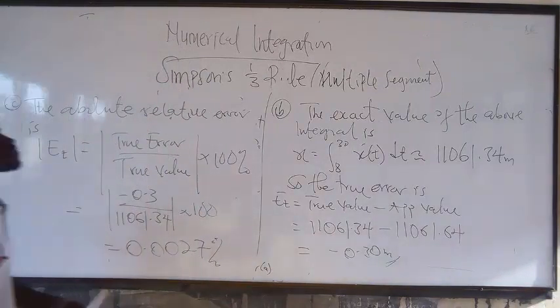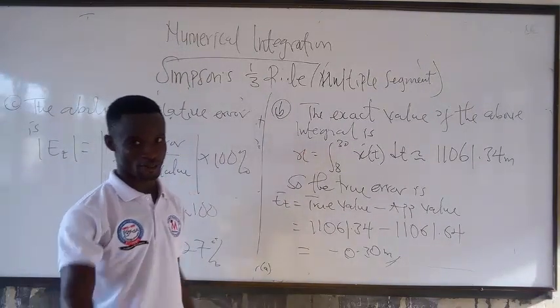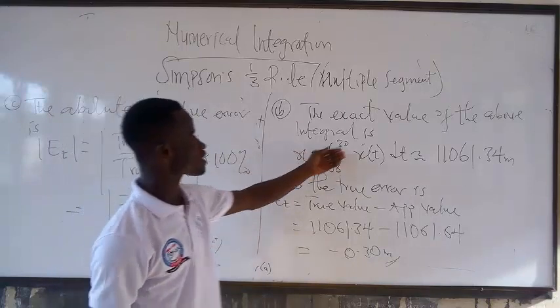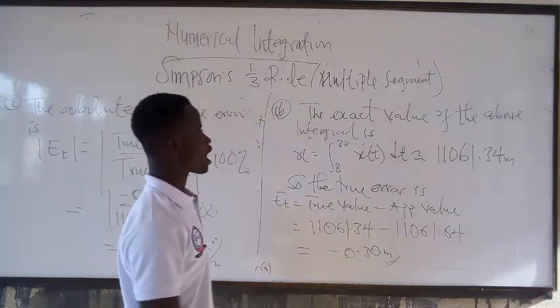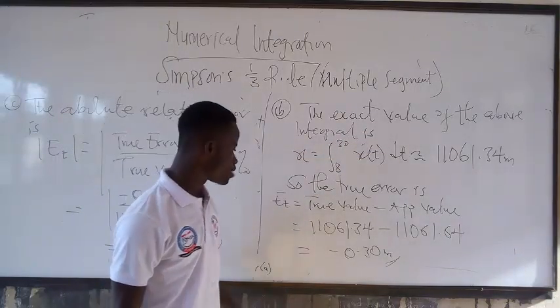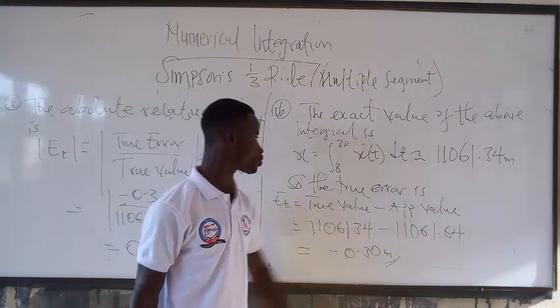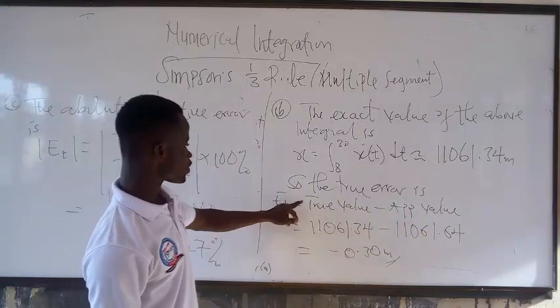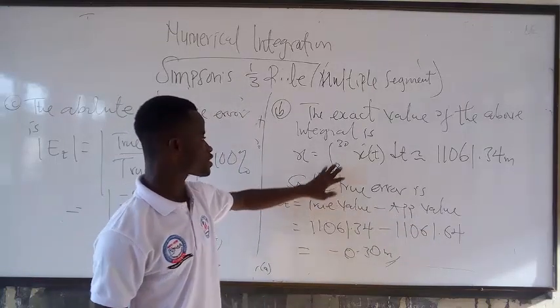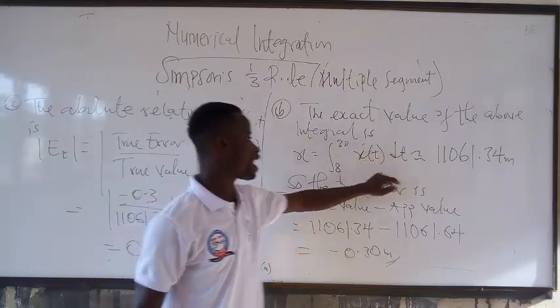Welcome back. So that's going to be the solution. I hope you also solved it. So the exact value of the above integral is, because from the formula you need the true value minus the approximate value. So you first go for the true value. That is you punching the whole thing on the calculator and you get it.